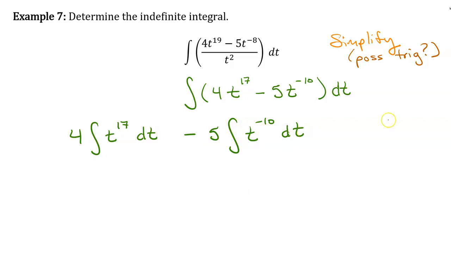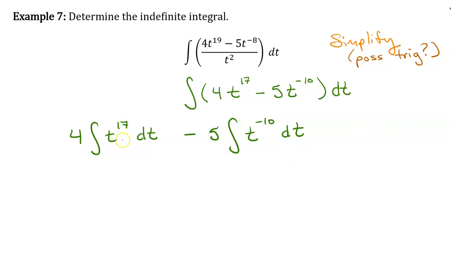Remember that for derivatives, one of our notations is d dt. Well, for integrals, we're going backwards, so the multiplication comes out front, and we're left with the dt on the end. So it does make sense notation-wise.